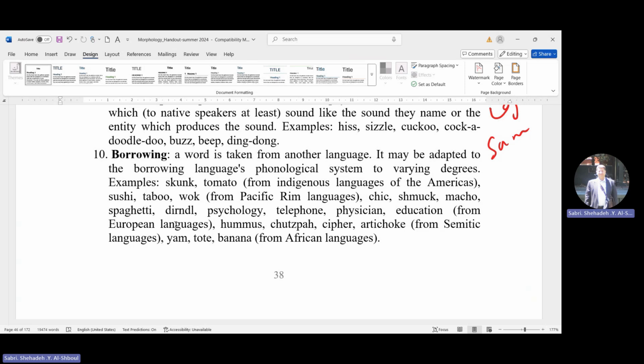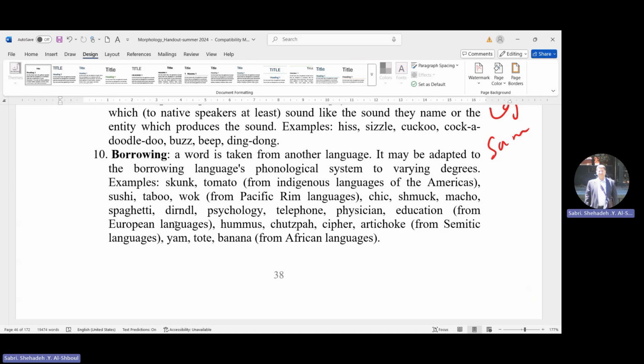Sometimes there is a kind of total adaptation. In Arabic we call it Arabization of the form. Sometimes there is a slight phonological change, and so on and so forth. Sometimes it is taken as is.